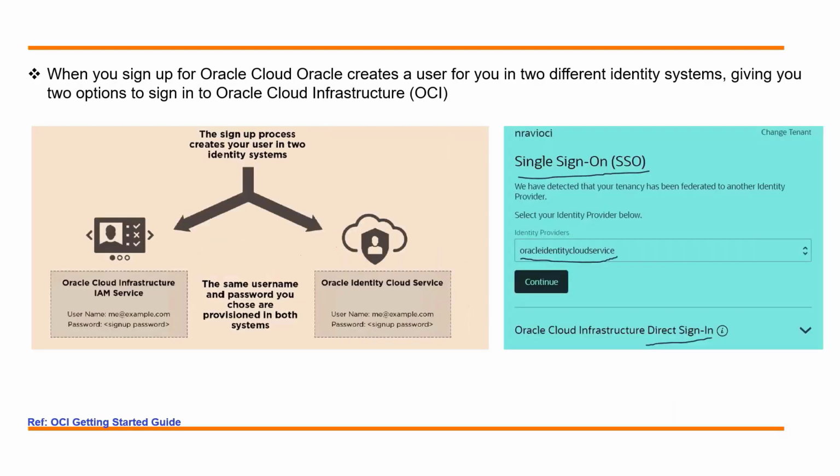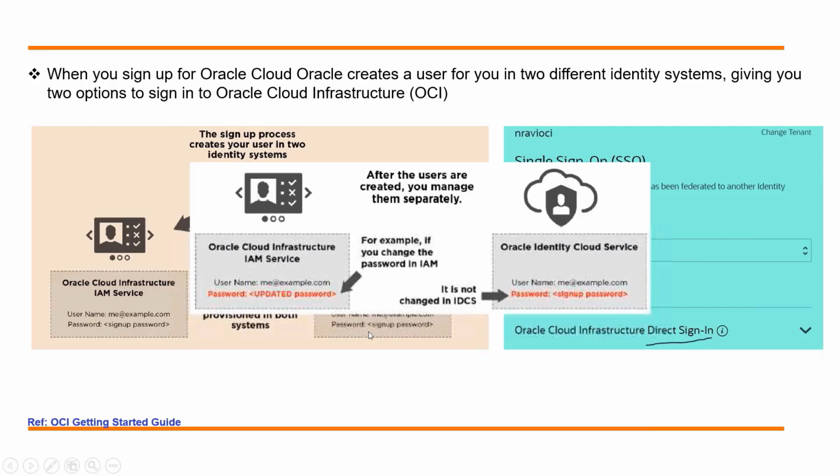During the login process, you can notice that these two identity systems options are displayed on the screen. IDCS, Identity Cloud Service, is displayed in the form of single sign-on option. IAM, the inbuilt user management, is displayed in the form of direct sign-in option. During initial sign-up, same user ID and password are created in both identity systems. But important point is, after the users are created, you manage them separately. That is, change in user ID password in one identity system has no impact on password on other identity system.